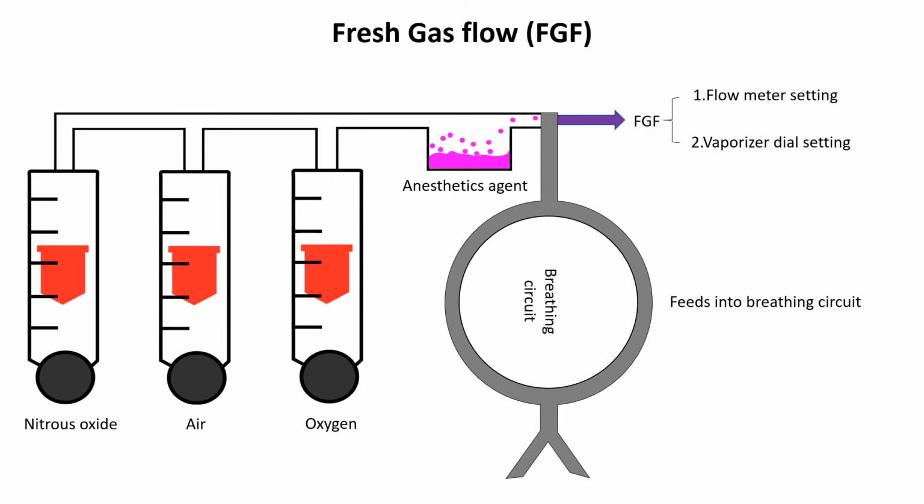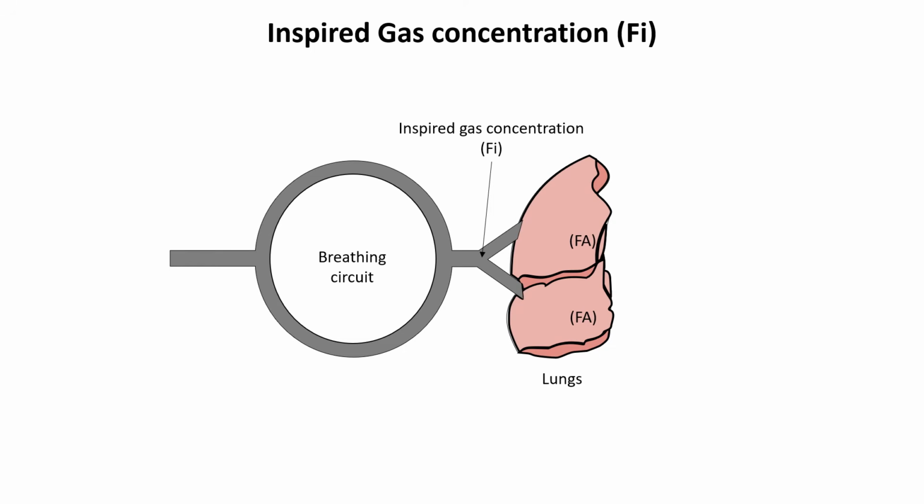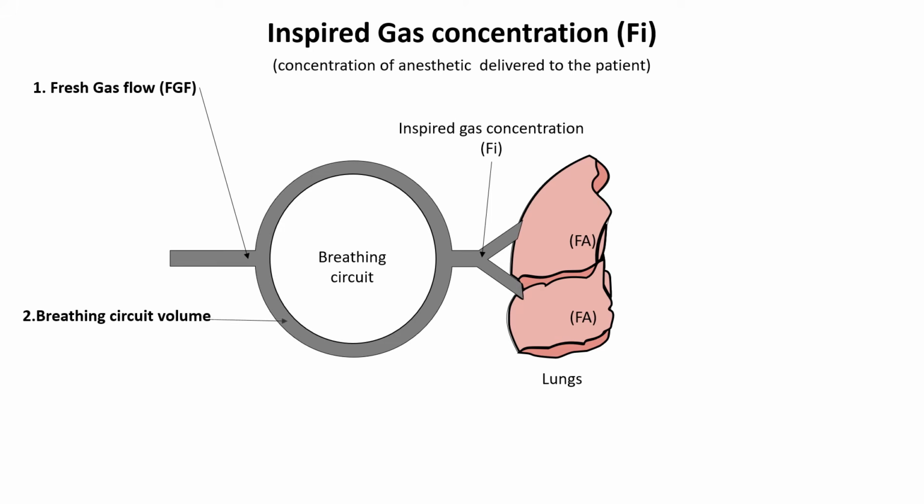It directly affects the inspired gas concentration by determining how quickly the desired concentration of anesthetic gases is established and maintained in the circuit. The inspired gas concentration refers to the concentration of the anesthetic or any gas in the gas mixture that is delivered to the patient's airways. The concentration of anesthetics in inspired gas depends on the fresh gas flow, breathing circuit volume, circuit absorption and rebreathing.